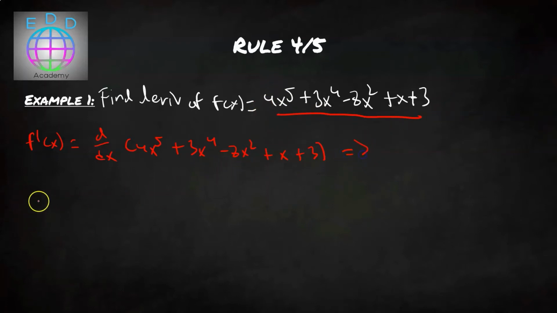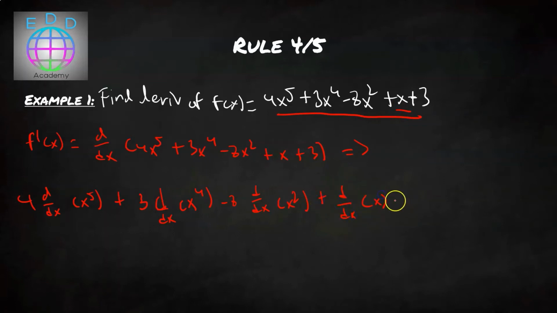So we can rewrite this as 4 times the derivative of x to the 5th plus 3 times the derivative of x to the 4th minus 8 times the derivative of x squared. And then because the coefficient of the x term is just 1, we don't need the constant multiple rule, so we can just rewrite this as plus the derivative of x plus the derivative of our last constant term, 3. So we can compute these derivatives now.